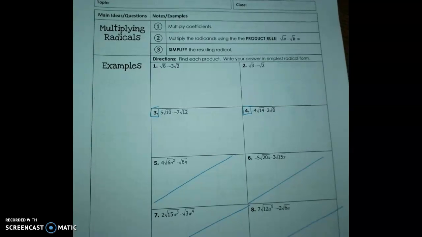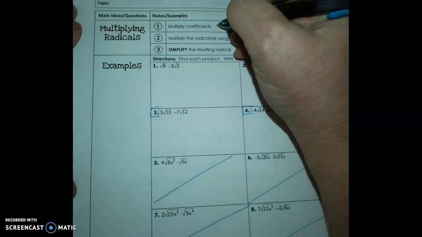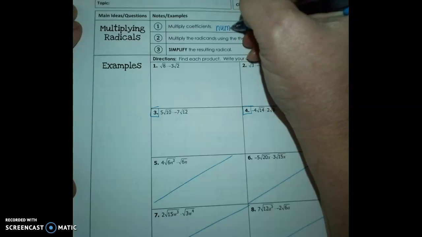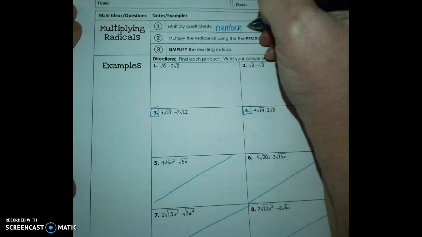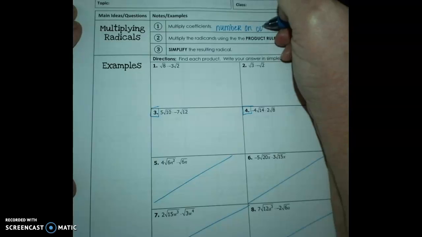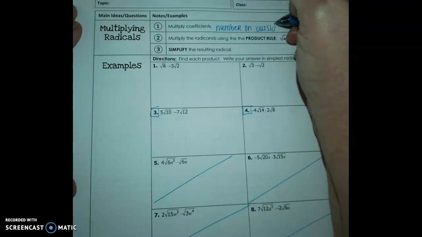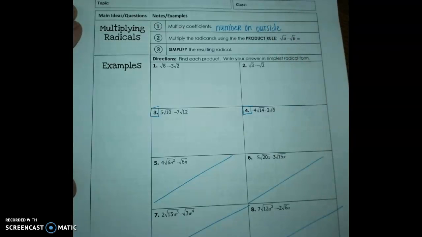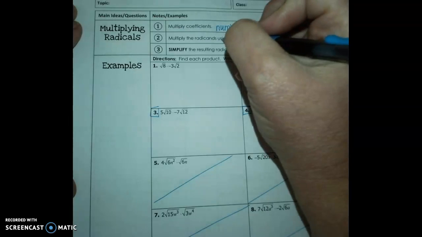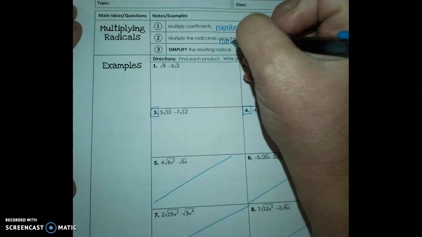All right, let's do a quick lesson on how to multiply radicals. As in class, I mentioned that these steps were pretty good. You're going to want to multiply the coefficients together. Remember, that's the number on the outside of the radical. So coefficient to coefficient. You're going to want to multiply the radicands together, which is the number inside the radical.